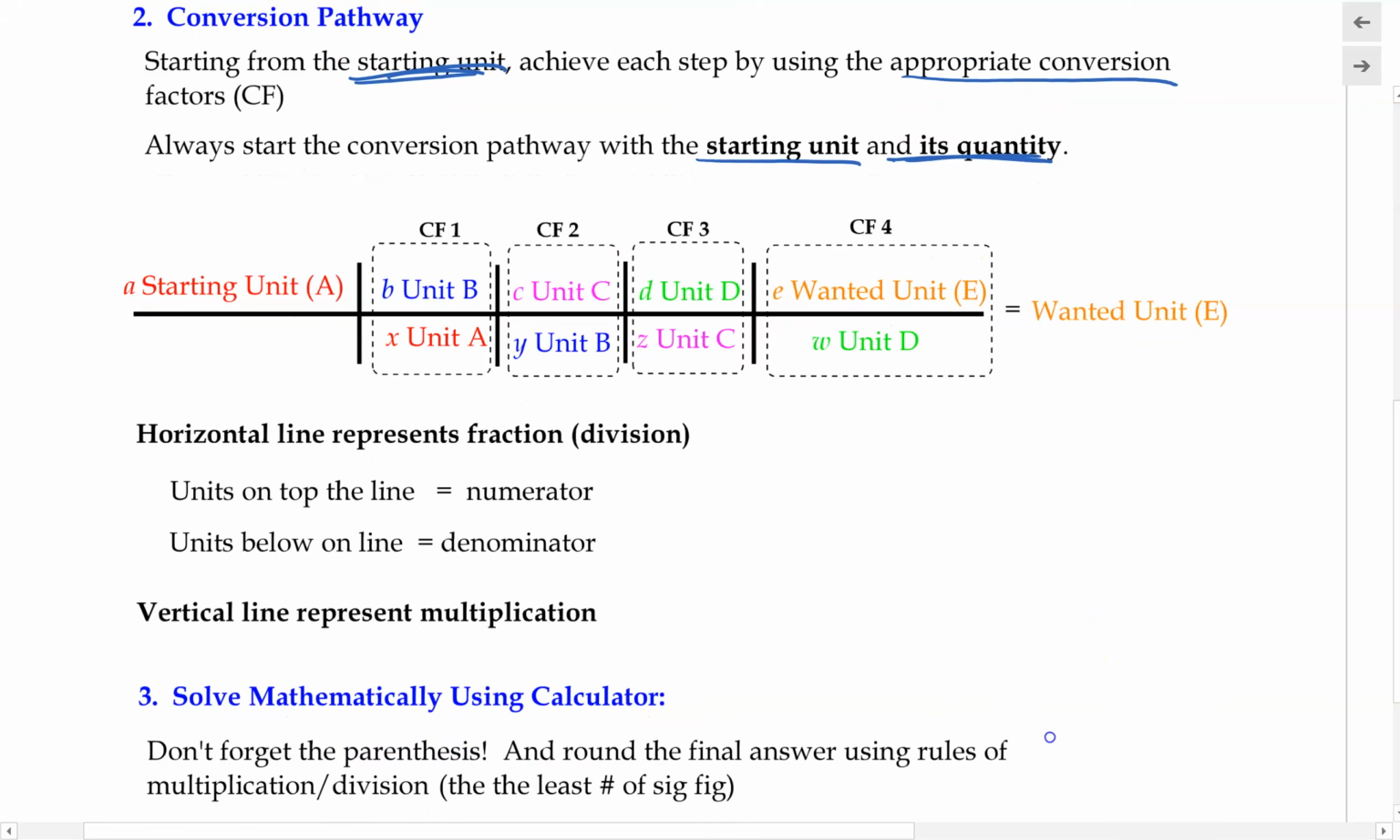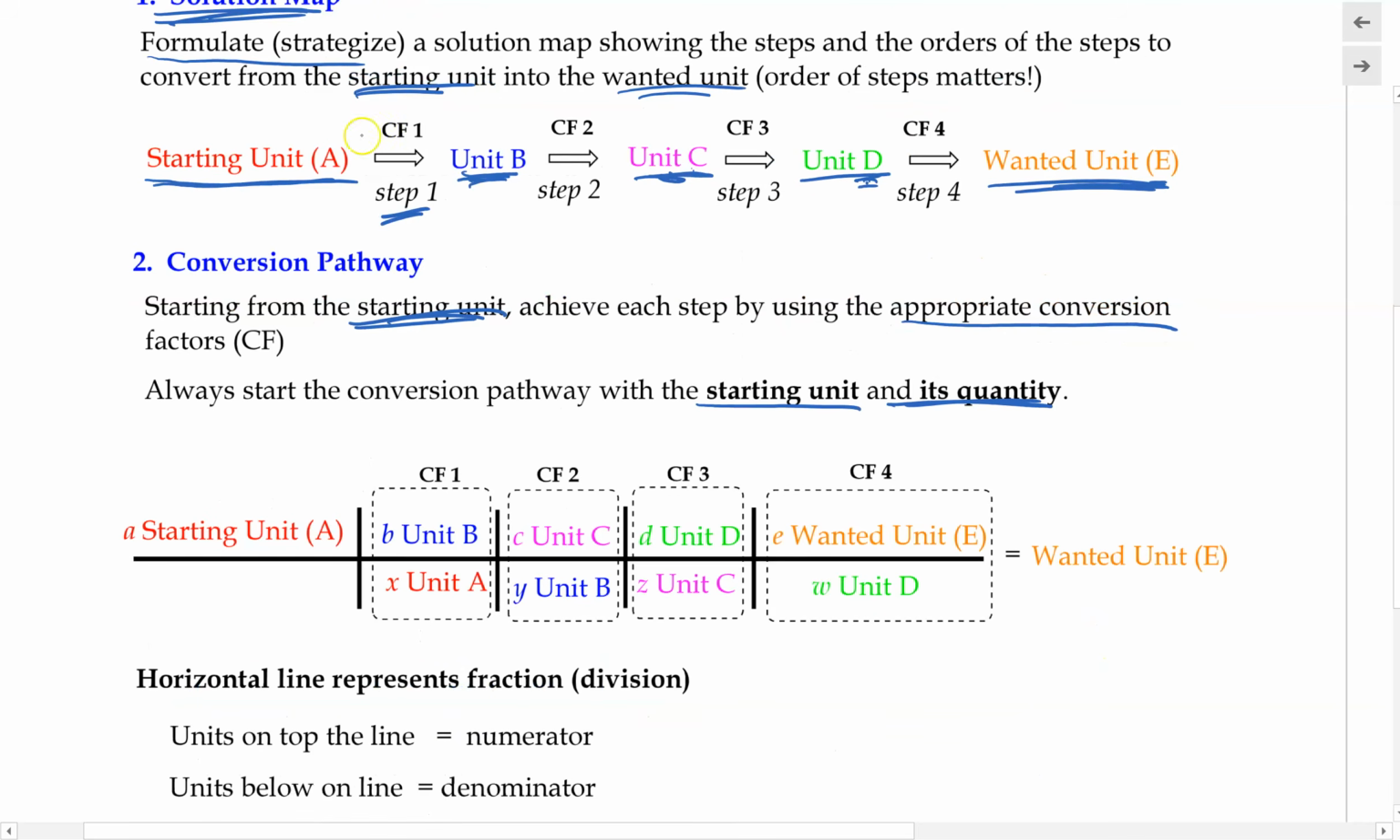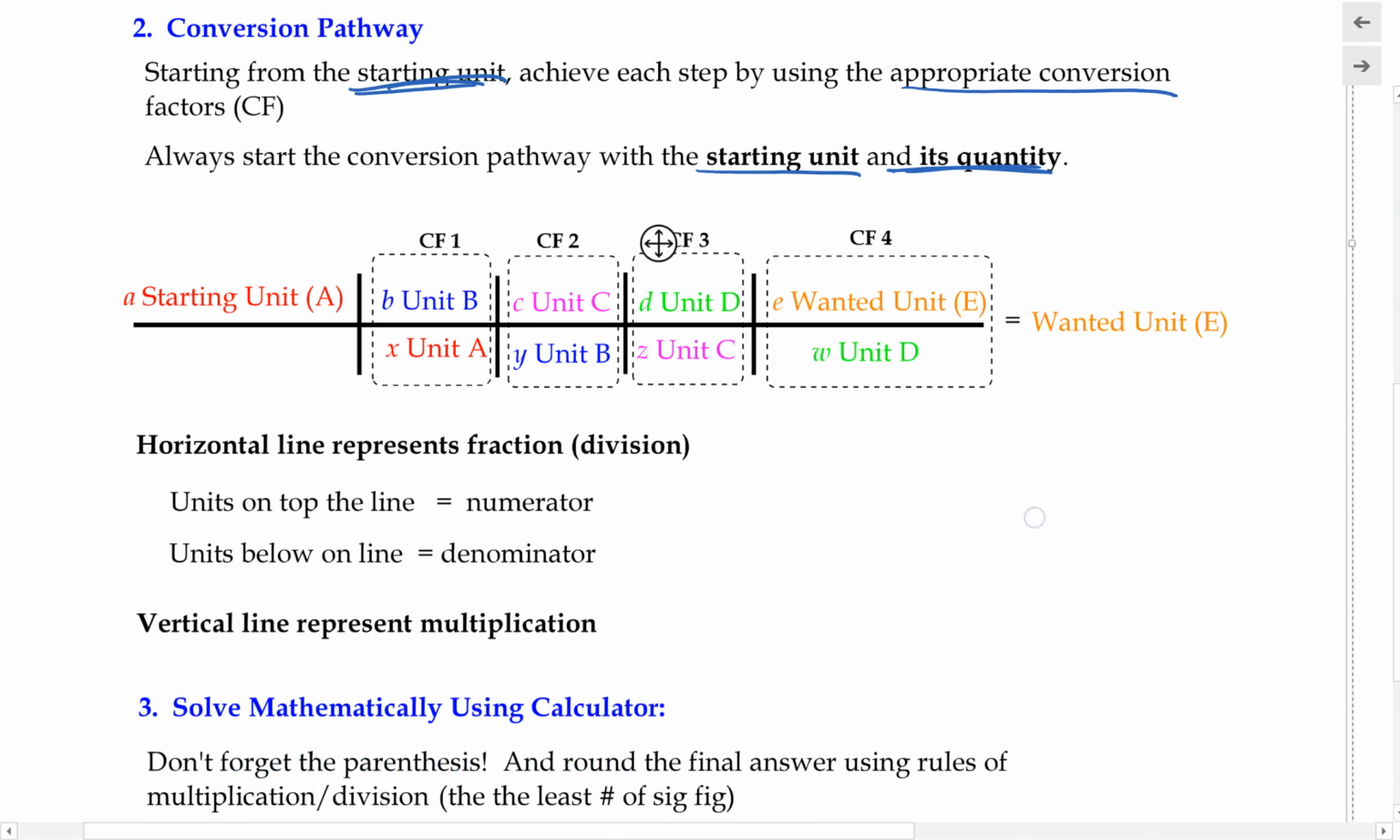So here is the example right here. To achieve the conversion that we have seen above, we will start out with this conversion factor, followed by drawing this line right here, this big horizontal line. And this horizontal line would represent a big fraction, and it means division. The thing on top and the thing on the bottom will be divided by each other, just like what we have seen in a fraction. So everything on top of the line will be units that are in the numerator, and everything on the bottom of the line will be the denominator.